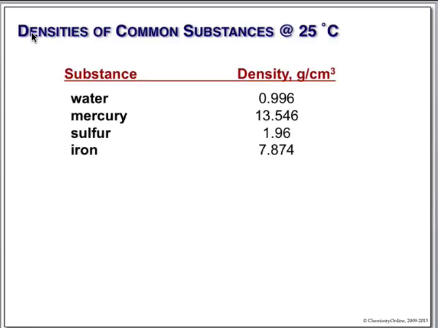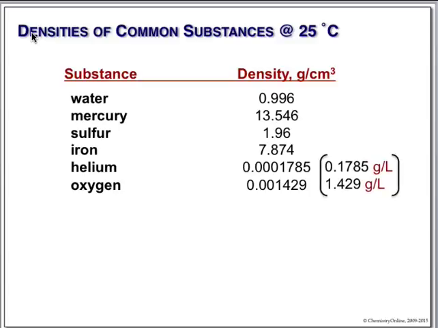Sulfur, about 2. Iron, about 7.8. Helium and oxygen are both gases. Now, because they're gases, they have very, very low densities. Quite often when you have something small like this, instead of showing it as 0.0001, whatever, you simply change your units and do grams per liter. So it's 1,000 times more. That's typically done for gases. Once again, it's valid as long as it's mass per unit volume.